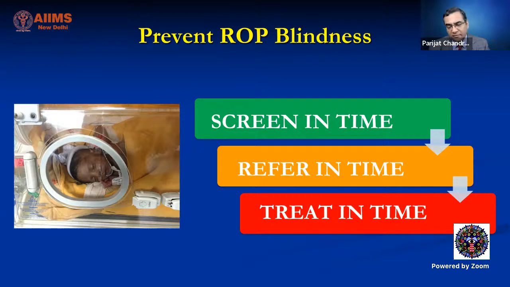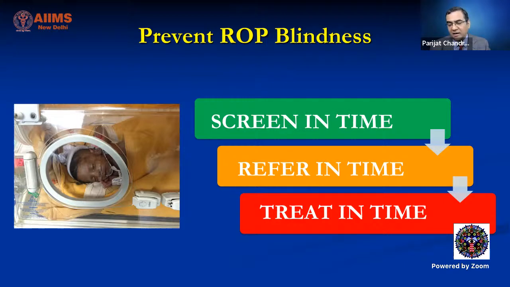ROP blindness can be prevented. The best way to do it is obviously to prevent ROP. The next best way is to have dedicated ROP screening programs in every NICU. And if you find that the ROP is increasing, refer in time. Early referral is very important. If you cannot do laser, injection, or surgery in time, refer in time at least. And if the child gets timely treatment, ROP blindness can be prevented.